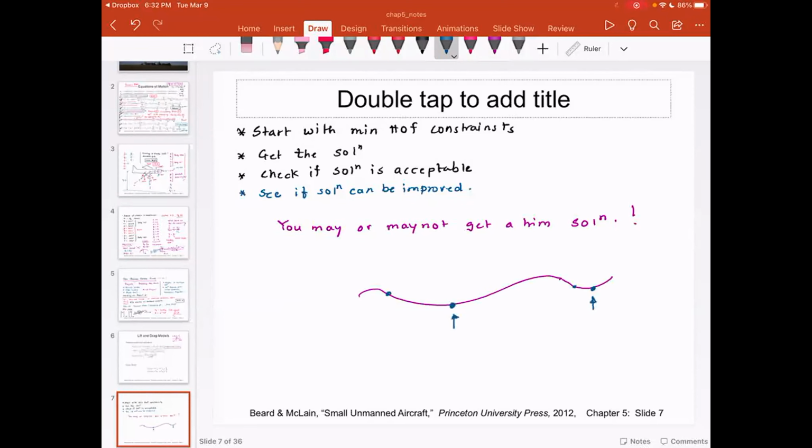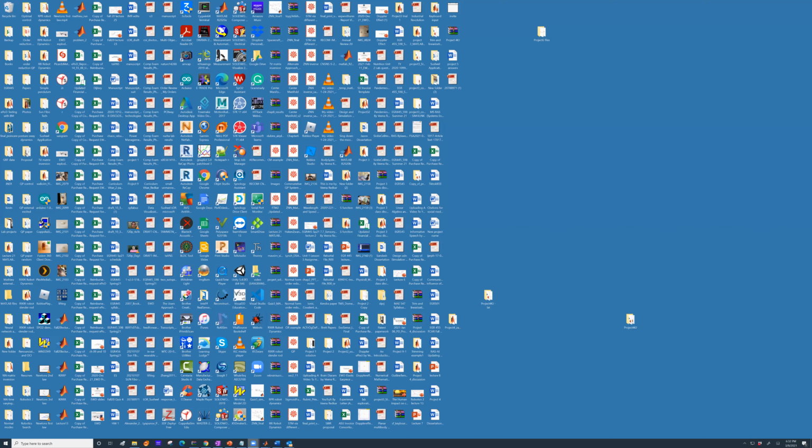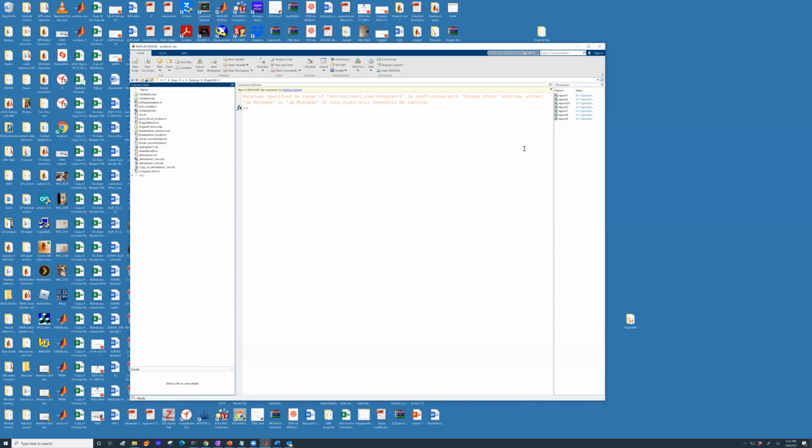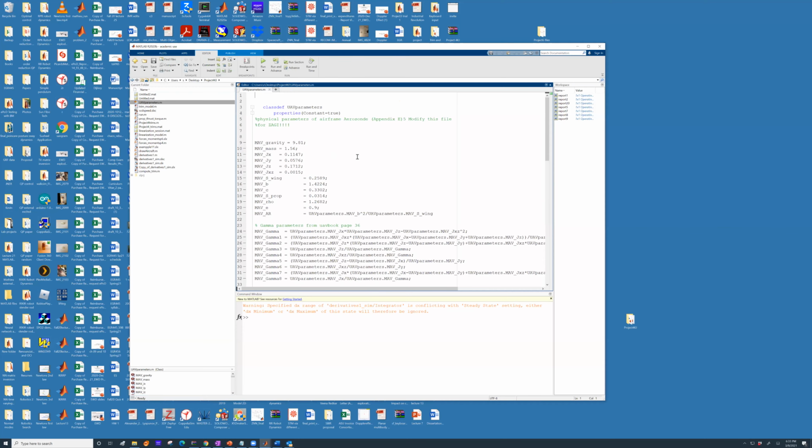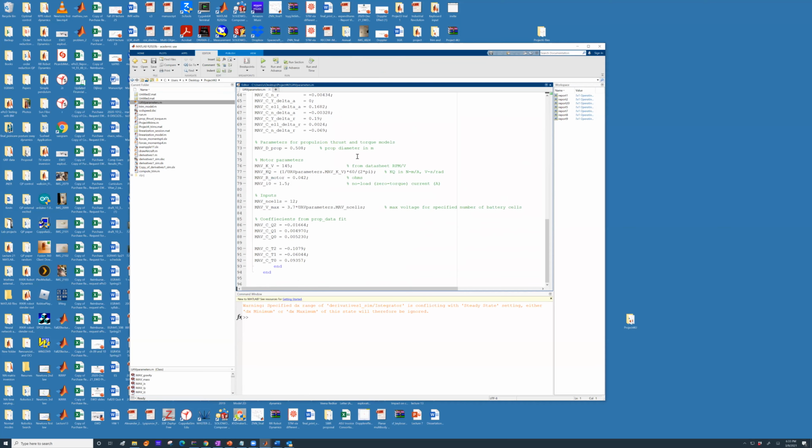So now what I'm going to do is go step by step, and I'm going to share my screen and I will show you Matlab. Okay, now you should be seeing my Matlab, and I will quickly show you what I have. I have all these UAV parameters. These parameters correspond to Zagi.